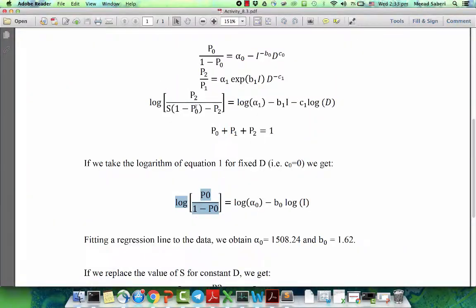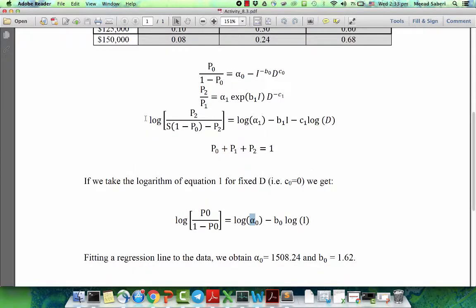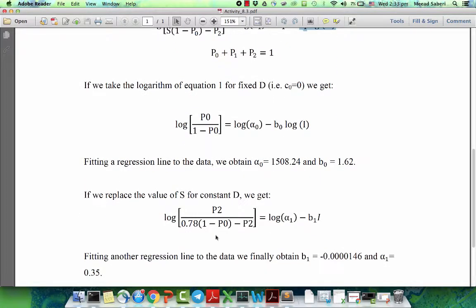Going back to the problem, so far we have estimated this alpha 0 and beta 0. Next, I'm going to use the second equation, the simplified or the transformed version of the second equation, to estimate alpha 1 and beta 1. Again, here C1 we assume to be equal to 0 because of the fixed residential density value. So this entire term C1 log D will be 0, so we don't have to worry about it.